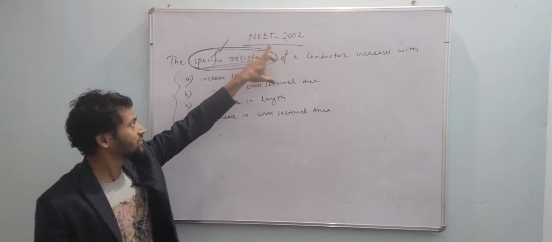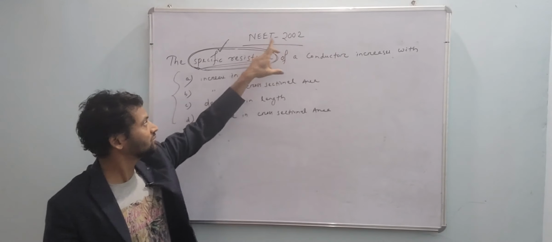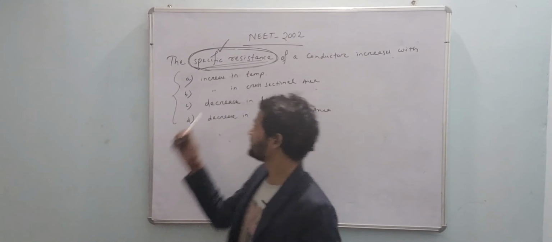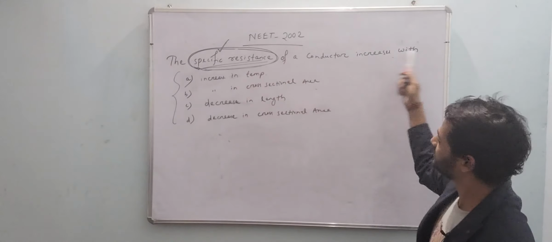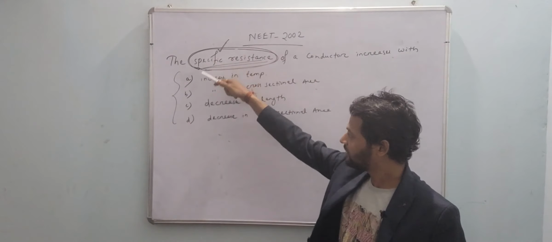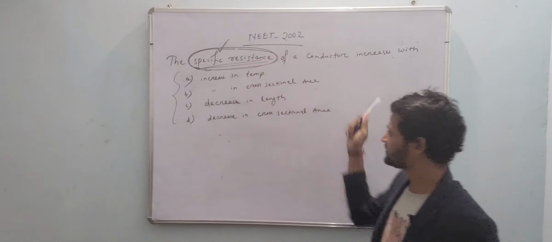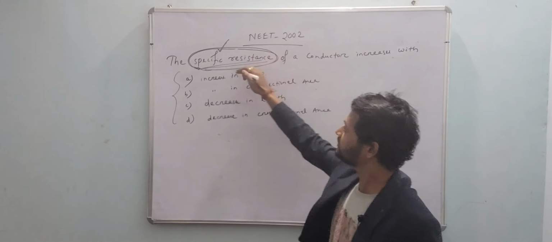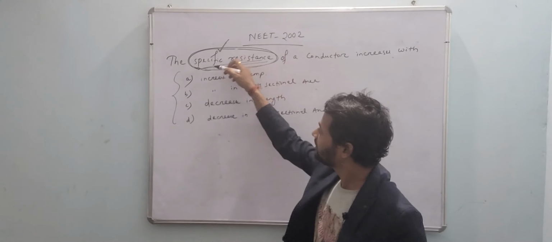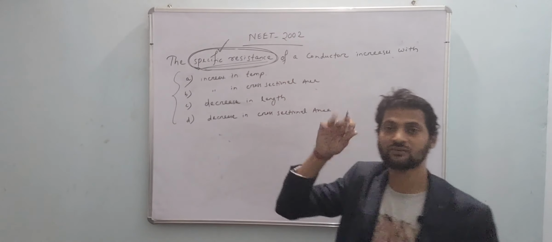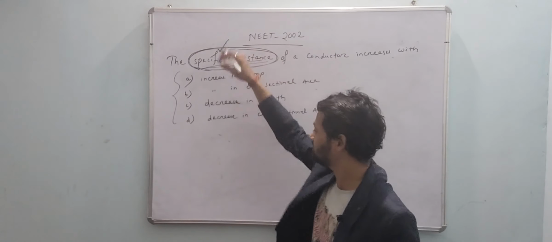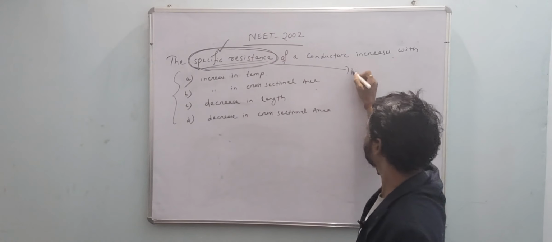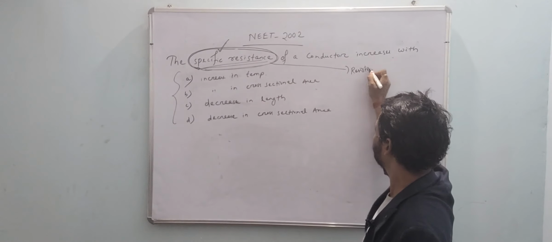Okay. See this question, that question came in 2002 NET. The question says the specific resistance of a conductor increases with increase in temperature, increase in cross-sectional area, decrease in length and decrease in cross-sectional area. So here the question is asking the specific resistance depends on which factor. Specific resistance we can say is resistivity.